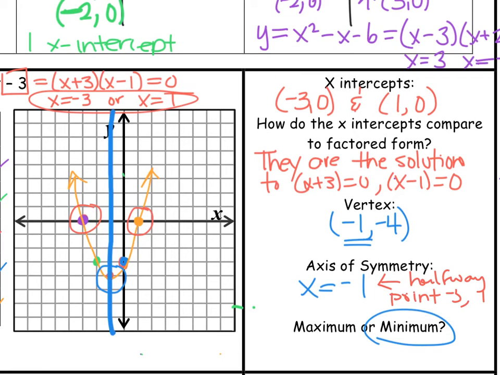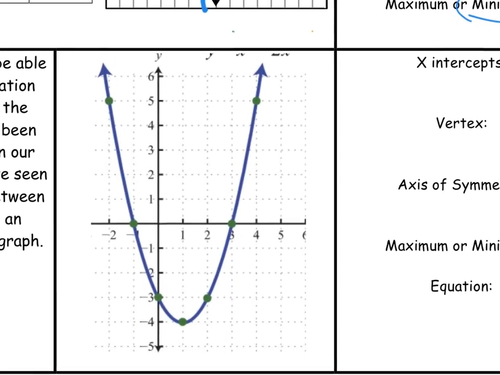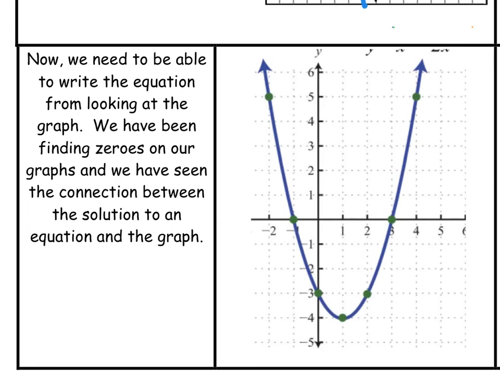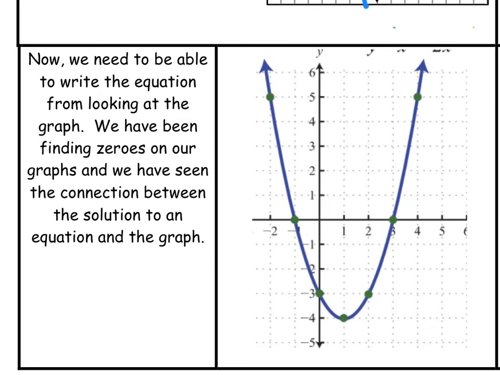So we know how to take an equation and create a parabola. In the second part, we're going to take this parabola and we're going to create the equation. So now we need to be able to write an equation from looking at the graph. And we've been finding zeros on our graphs, and we have seen the connection between the solution and the equations to the graph. So we just need to find what our x-intercepts are. And this x-intercept over here is negative 1, 0. And the x-intercept on this side is 3, 0.